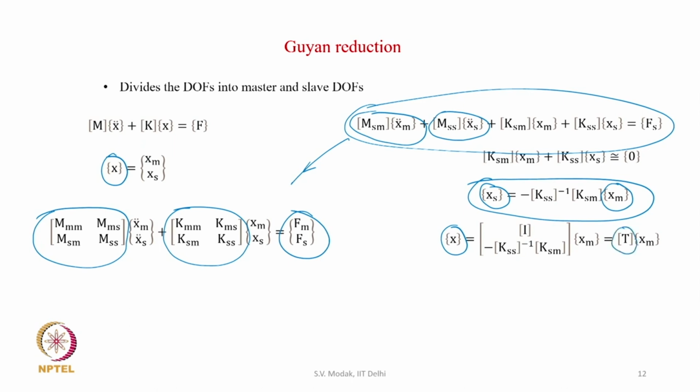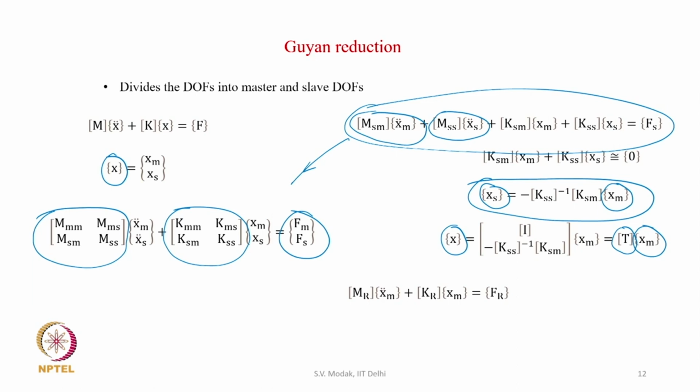So, when you substitute xs in the equation for x, we get this equation which transforms the complete vector of dx into vector of master DOFs. In this way we obtain a relationship between the displacement vector x and the displacement vector xm. Now, we substitute this equation into the equations of motion and we pre-multiply by T transpose.